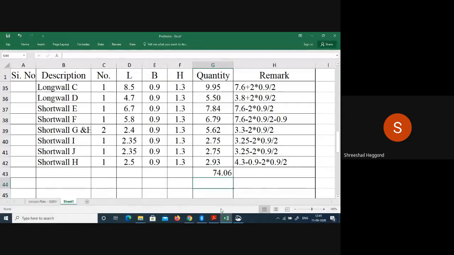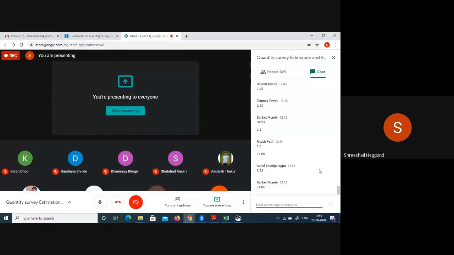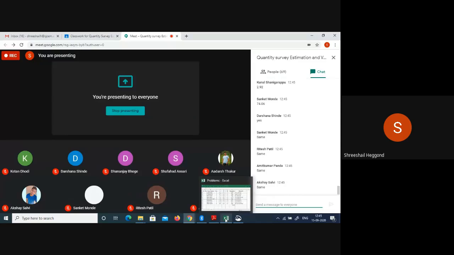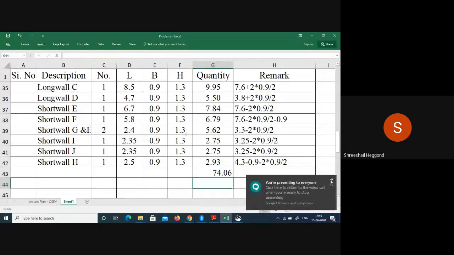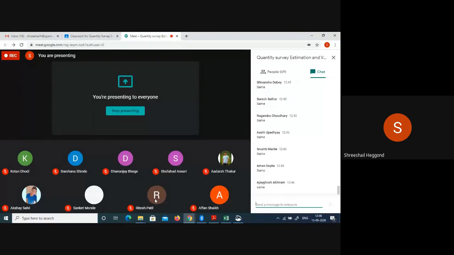It's 74.06. Previously, how much was your answer? It was the same or not? Verify with your previous method. You should get the same answer. It's 74.06. And I think everyone is getting the same answer. Now we'll go for the next component.